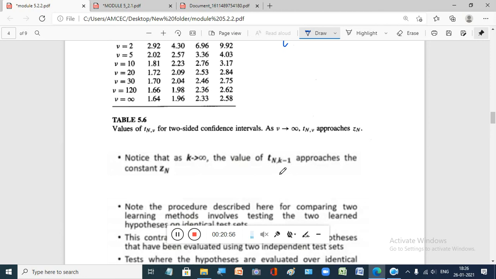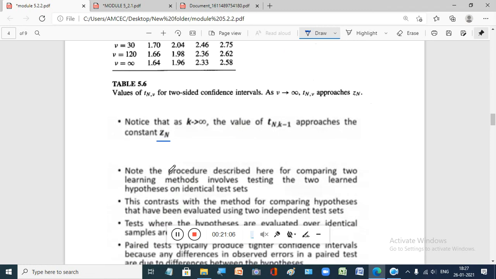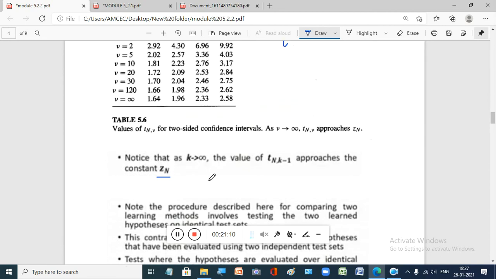So when you have more partitions, it tends towards the z score value. So how do we get here? Say, for example, here k is the number of partitions we have made. So we have made 10 partitions, right?